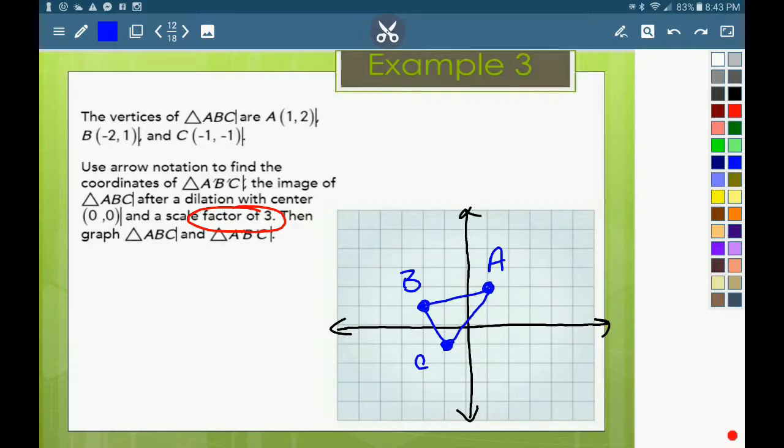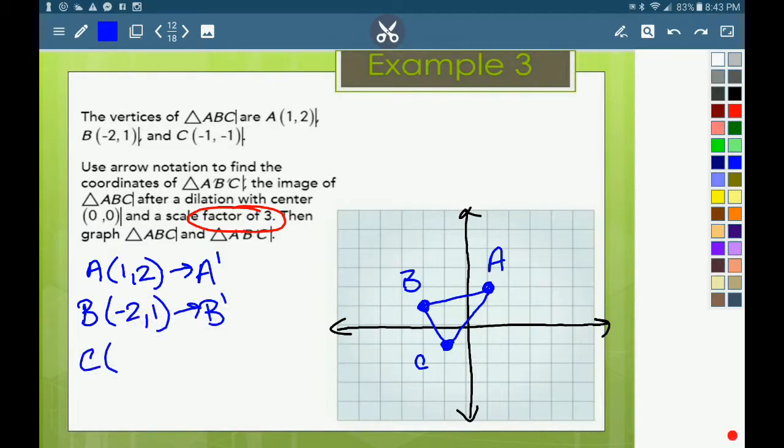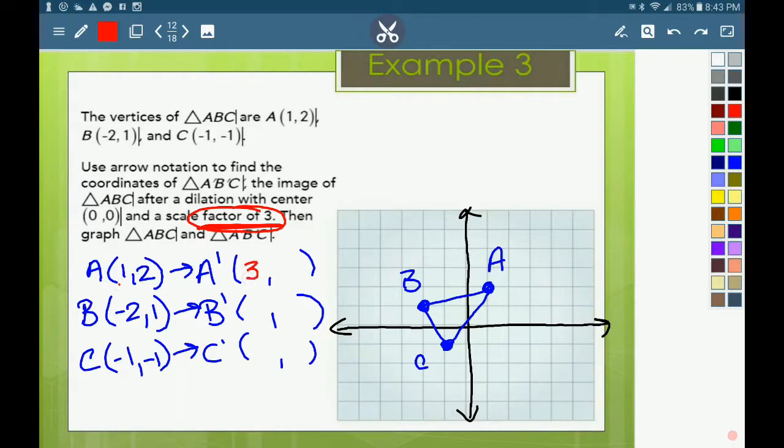And then I'm going to use arrow notation. So A, which is at 1, 2, goes to A prime. B, which is -2, 1, goes to B prime. And C, which is -1, -1, goes to C prime. We just need to now figure out what all those coordinates are and plot them down. All we have to do is multiply all of the x and y coordinates by a scale factor of 3. So 1 times 3 is 3. 2 times 3 is 6.